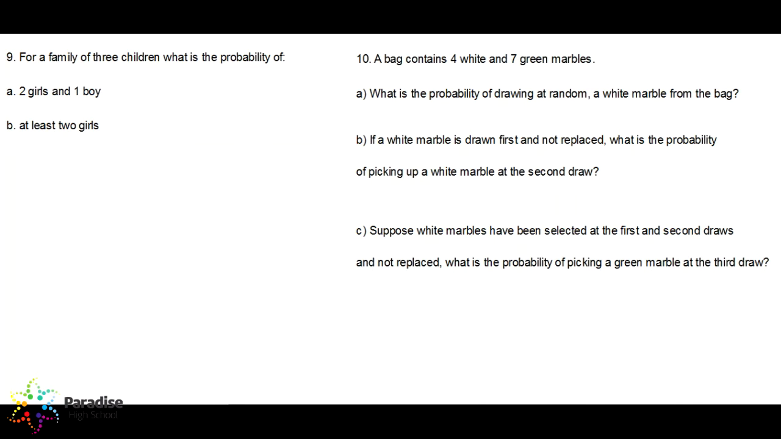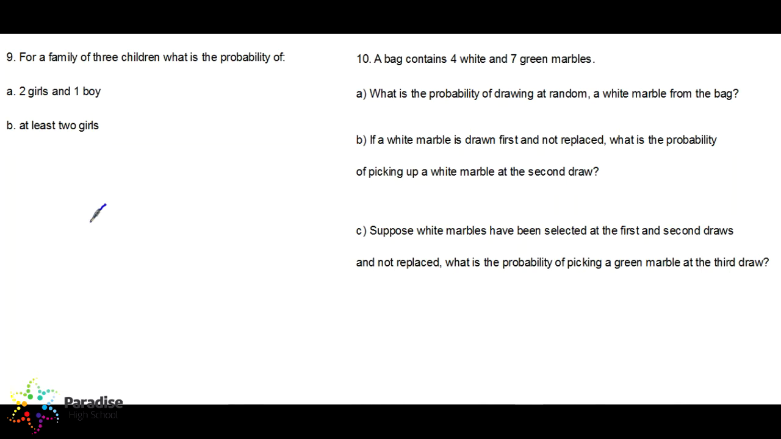All right, let's get here now. For a family of 3 children, what is the probability of 2 girls and 1 boy? If the question is about having children, then you are absolutely going to draw a tree diagram. Let's draw a tree diagram and see what the answer will be.